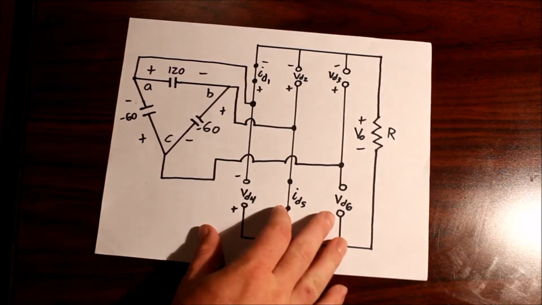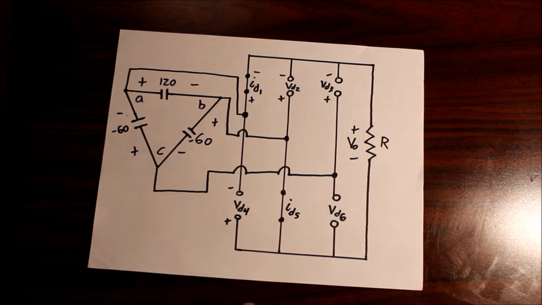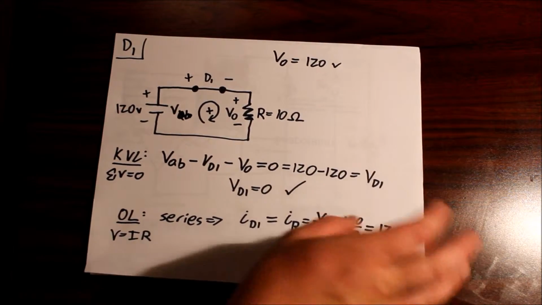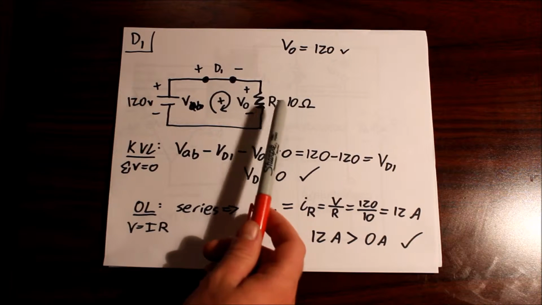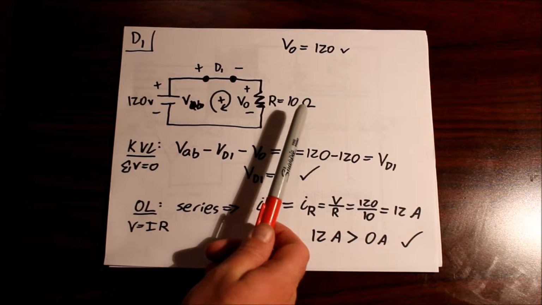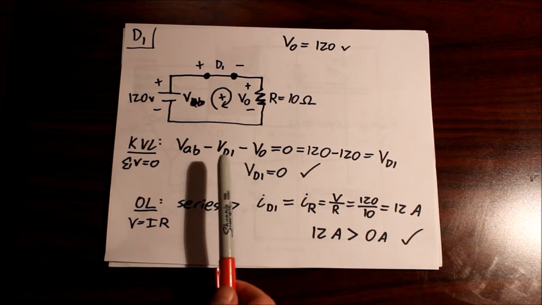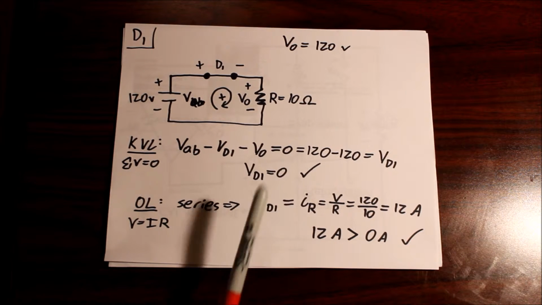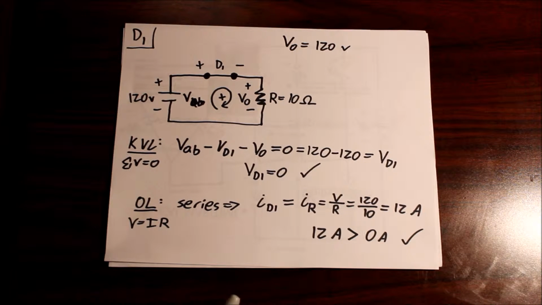So I've taken this and we're going to redraw each diode in its own loop so we can do a KVL and Ohm's law. So first off, we have diode 1. We have the VAB at 120 volts right here. We have diode 1 and we have the load resistor, which is 10 ohms. So we're going to do a KVL. So we have VAB minus voltage drop across diode 1 minus V0 is equal to 0. VD1 is equal to 0. Check, good. So that condition has been met.